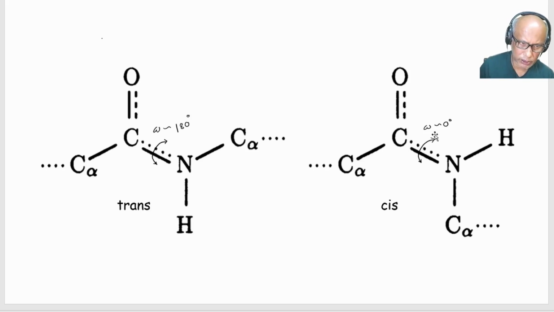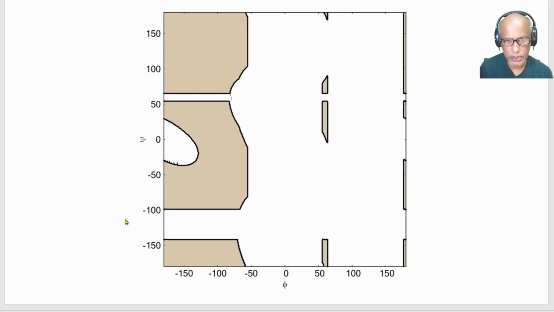Now, obviously, if an important angle like omega has flipped from 180 to 0 degrees, you clearly expect a change in the Ramachandran map. And here is the cis peptide Ramachandran map. In fact, surprisingly, it has more allowed regions. And of course, on the left side of the map, in negative phi regions, the positive phi region is more or less gone. You hardly find anything out there. So most cis peptide residues come in the negative phi regions.